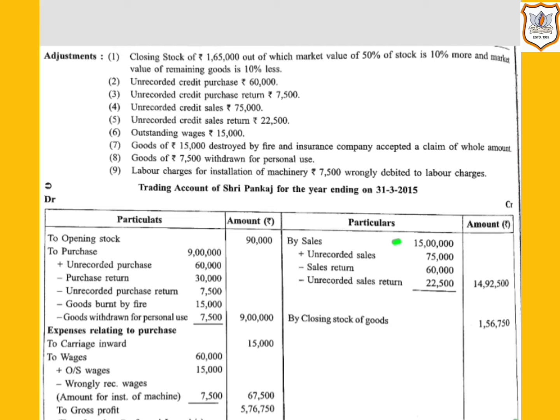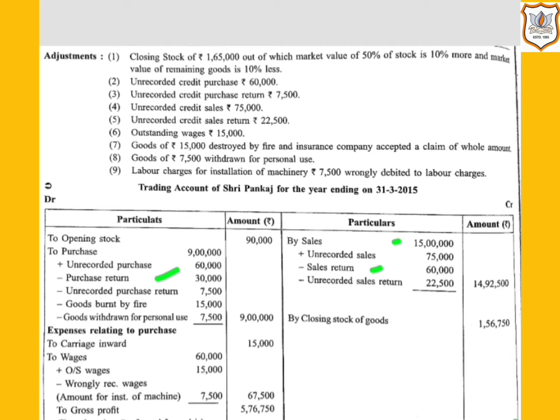Now next we have purchase return. So purchase return will be deducted from purchase. So here we will deduct it, rupees 30,000. Now next we have sales return. Sales return will be deducted from sales, rupees 60,000.